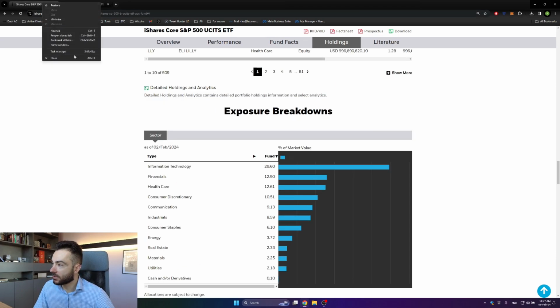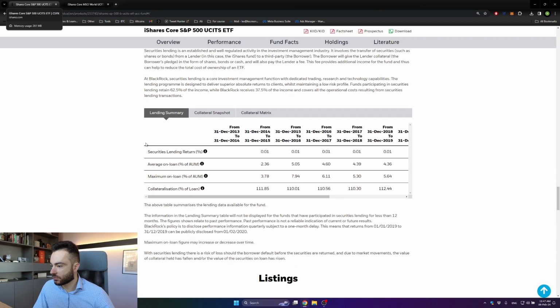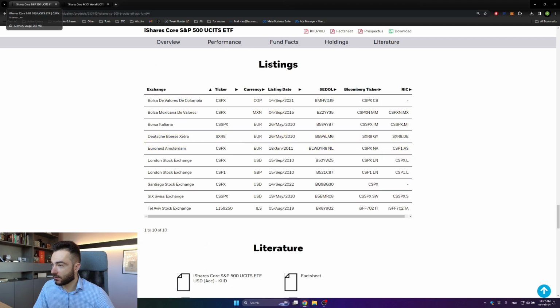Okay, going back to the S&P, let's scroll down here and I will show you the listings. Now this is important because you have to know from which exchange you are buying your fund. Obviously, if you live in Mexico, you're going to be buying from the Mexican exchange, or in the Italian exchange if you're Italian, or in the German exchange, etc. It all depends on your jurisdiction and what your tax benefits are.